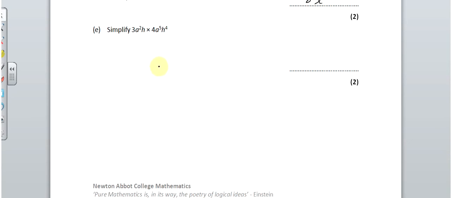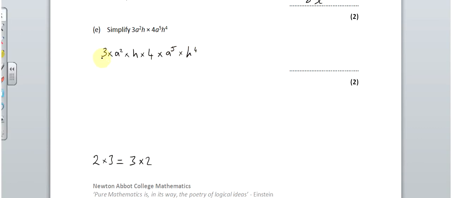And finally, we're going to simplify this thing. So what I'm going to do is I'm just going to write out all the times signs so you can see them all. So I've got 3 times a squared times h times 4 times a to the 5 times h to the 4. And you all know that multiplying can be done in either order. It doesn't matter. See, I can switch the numbers around, and that's the same here. So I'm just going to pick the order which is most convenient to me.